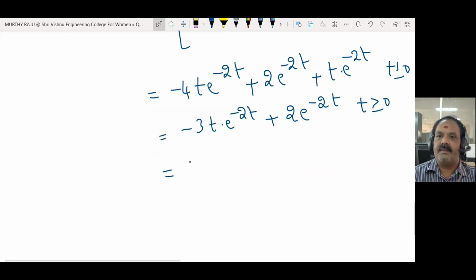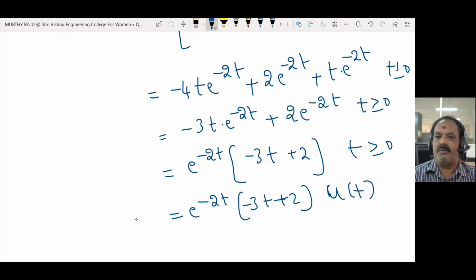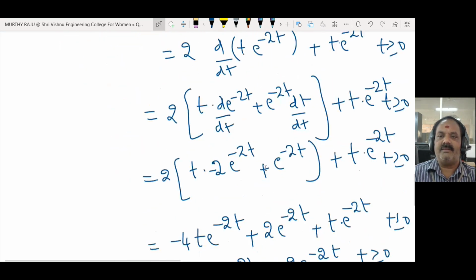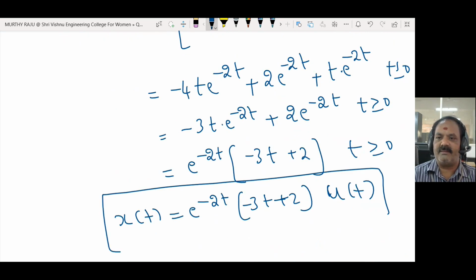Therefore, e power minus 2t into (minus 3t plus 2), for t greater than or equal to 0. The condition t greater than or equal to 0 can be replaced by u of t, so x of t is e power minus 2t (minus 3t plus 2) into u of t. Both are the same. With this, the analysis is completed.